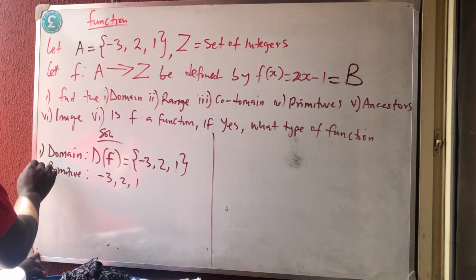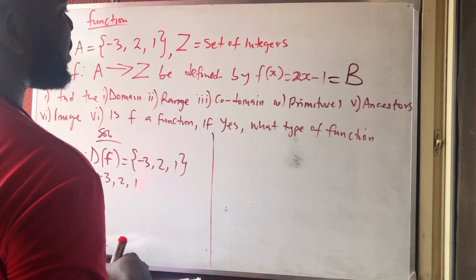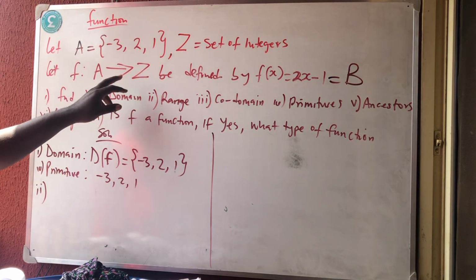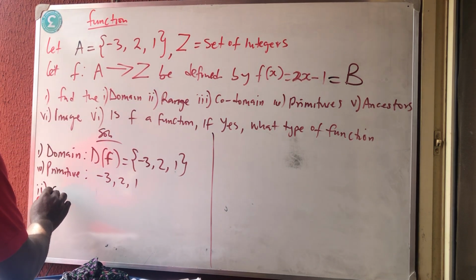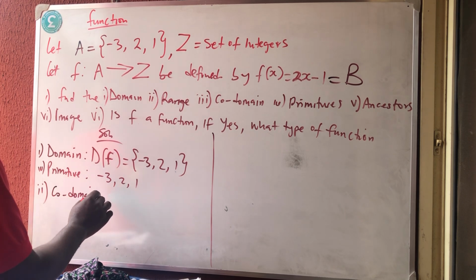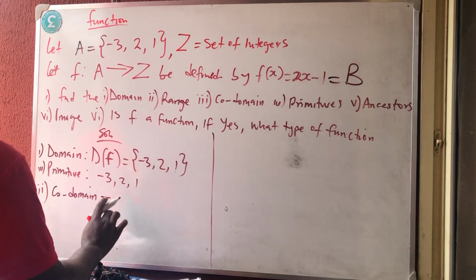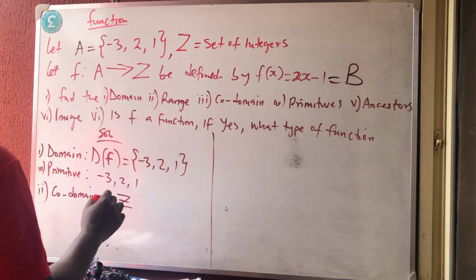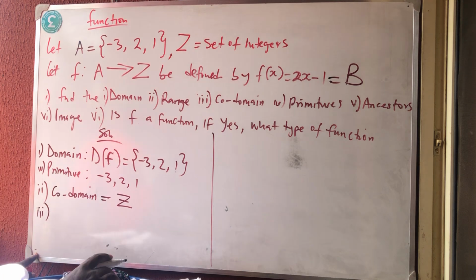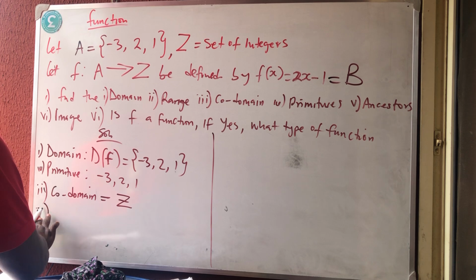Now the codomain is all the necessary things you need to get, which is the larger set. If this maps to the set of integers, then the codomain is the set of integers. Then III is the codomain, and II is the range.